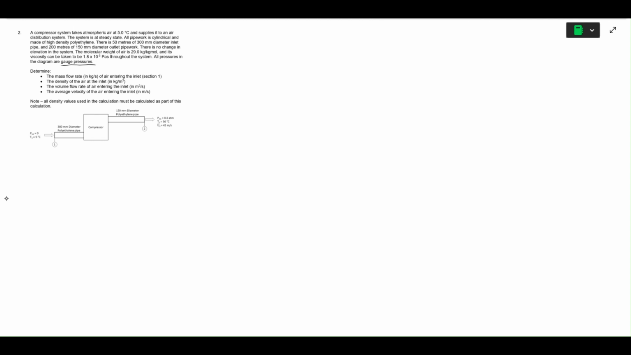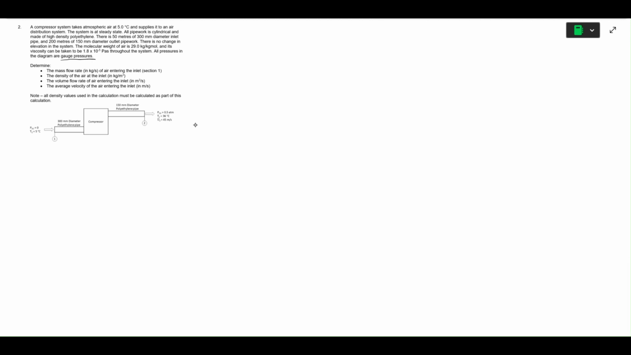What does that mean? No change of elevation means that there is no change in pressure, and because this is air, we care about pressure because pressure will affect the density, and density can be changed in air because air is a gas, and gases are compressible fluids. The molecular weight of air is 29 kilograms per kilogram mole, and its viscosity can be taken to be 1.8 times 10 to the negative 5 pascal seconds throughout the system.